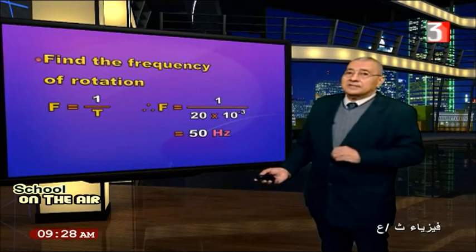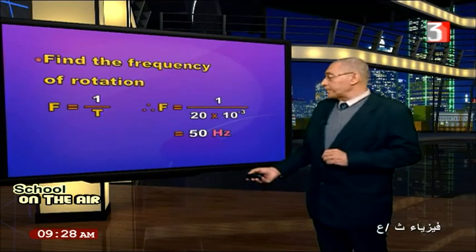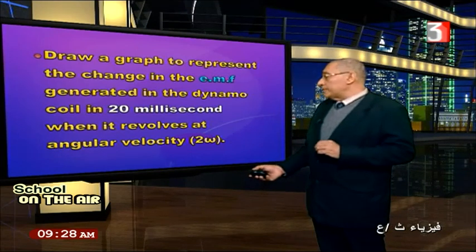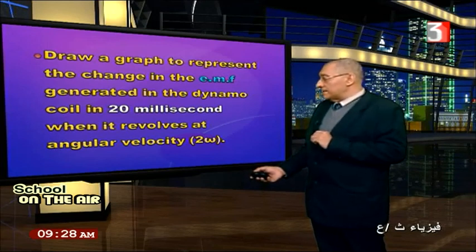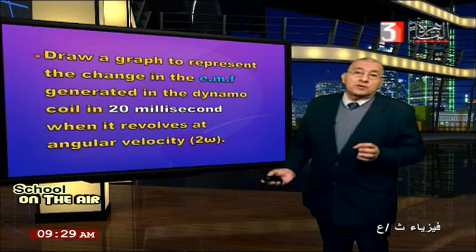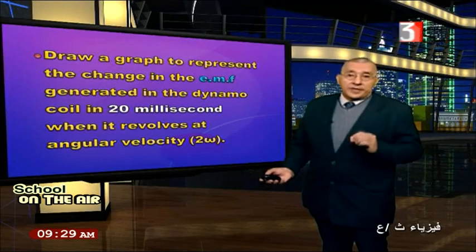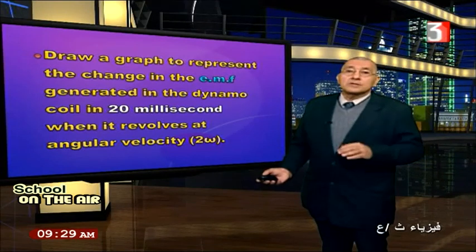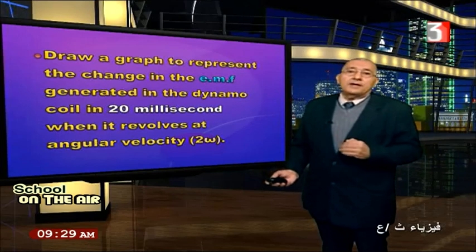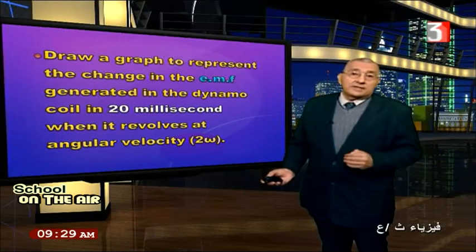But still we have something interesting. Still talking about the same diagram. We want you to draw a diagram to represent the change in the EMF generated in the coil of the dynamo over 20 milliseconds, when the angular velocity is doubled. And instead of being omega, it will be twice, 2 omega. We want you to draw it once again, assuming that we've increased the angular velocity. We doubled it. Can you do it?